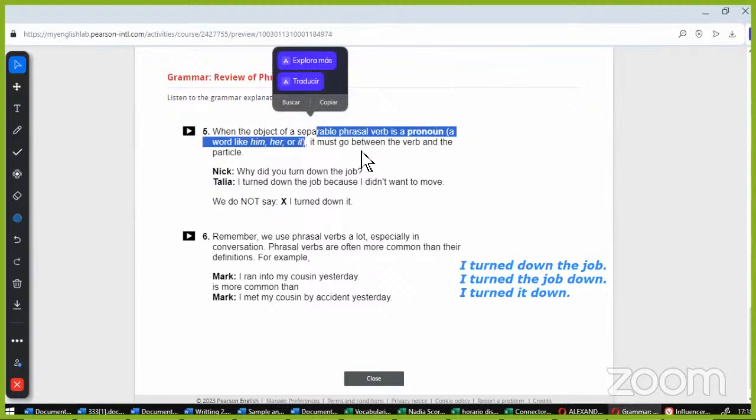And finally, we use phrasal verbs a lot, especially in conversations. Like I ran into my cousin, instead of I met my cousin by accident. I don't know if you've got any questions until here.